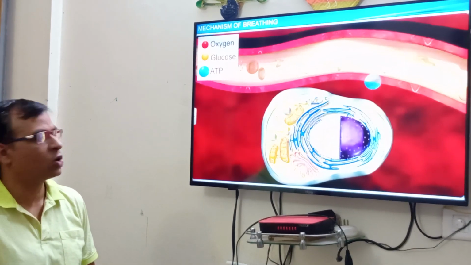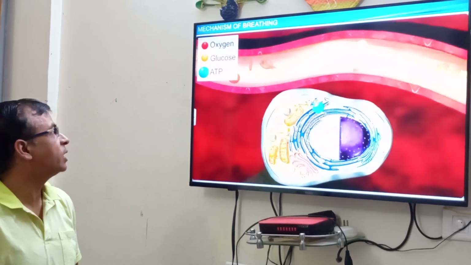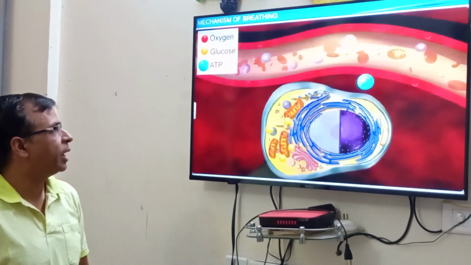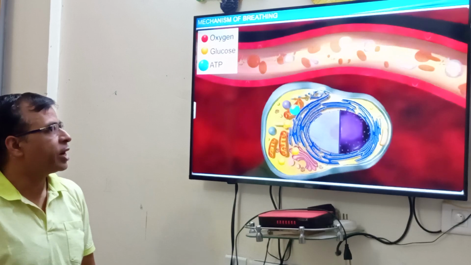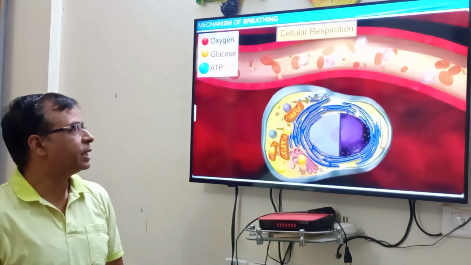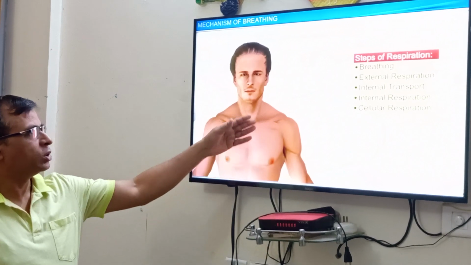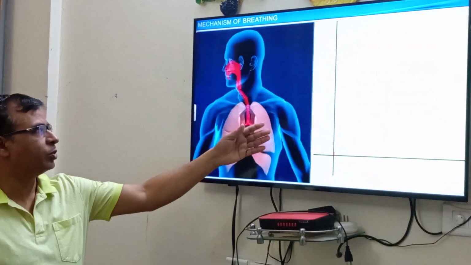This is internal respiration, the diffusion of oxygen and carbon dioxide. It releases the ATP. And next is cellular respiration, which takes place and produces the energy. So these are all the steps of respiration.